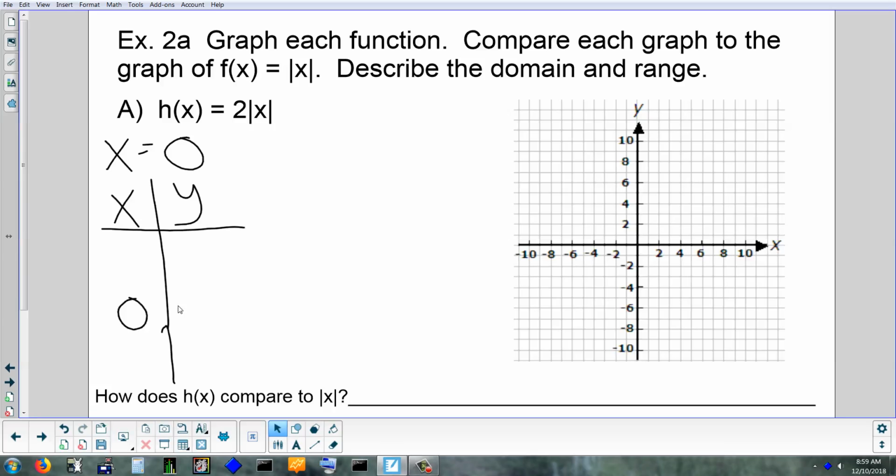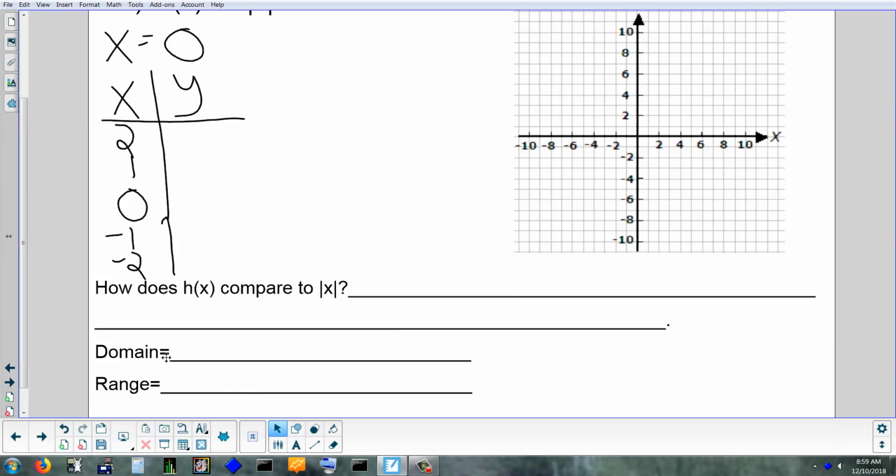All right. So x and y, right? Where does 0 go? In the middle. What are my other numbers going to be? How about Paige? What are my other x values? 2 and 1. Negative 1, negative 2. If it helps you to count down, that's fine too. Okay? Here we go. Now I have to figure out my y values.